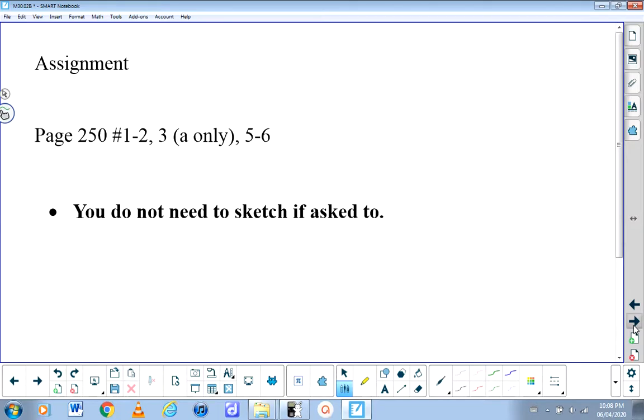On page 250 of your unit handout, question 1 and 2, do every question in 1 and 2. In question 3, only do A, and then 5 and 6 as well. Any questions that say sketch the graph, you do not need to sketch the graph.